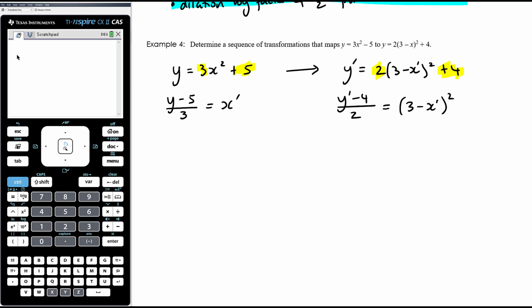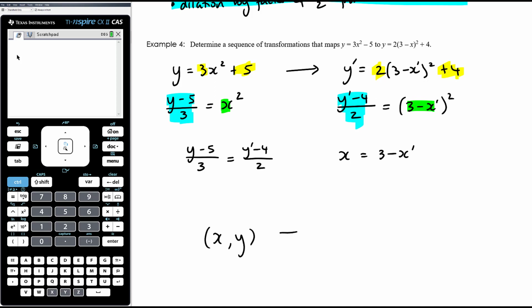Okay, so now we can see the substitutions. That is equal to that, and that is equal to that. Oh, sorry, I put a dash instead of a squared over here. So now we know that (y minus 5) over 3 is equal to (y dash minus 4) over 2. And we also know that x is equal to 3 minus x dash. Now we're trying to determine the sequence of transformations, so we want to know what is x dash and what is y dash, so we want to make x dash and y dash the subject of these two equations.